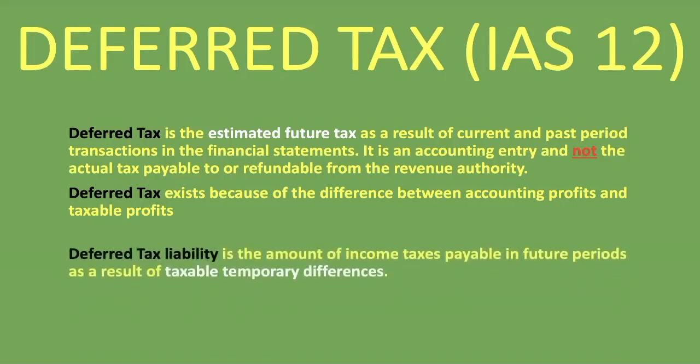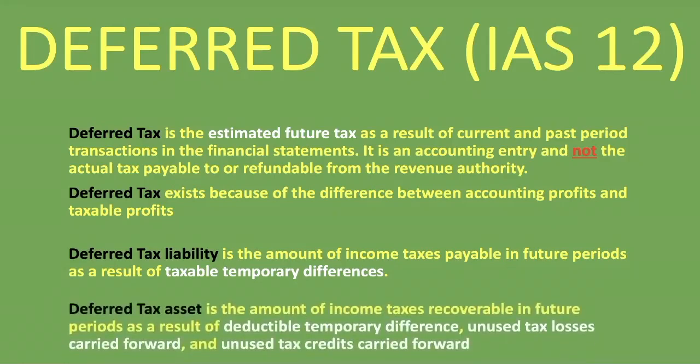Deferred tax liability is the amount of taxes payable in future periods as a result of taxable temporary differences. And we're going to go through a detailed example and explain a deferred tax liability. Now, a deferred tax liability is a non-current liability. It's not a current liability, so you must be able to distinguish between tax payable and deferred tax liability. Tax payable or income tax payable is a current liability, while deferred tax liability is a non-current liability.